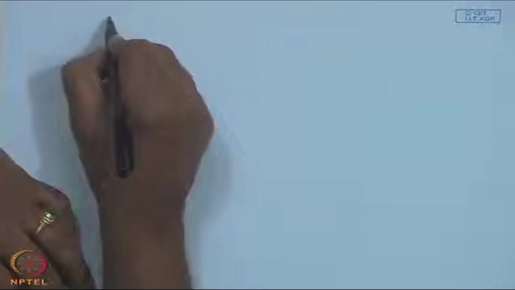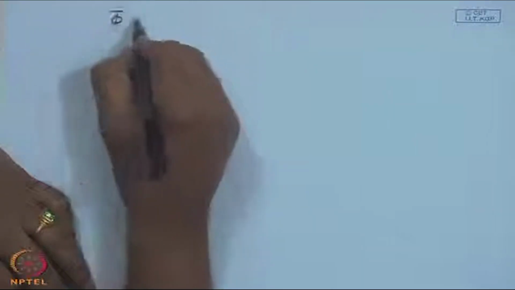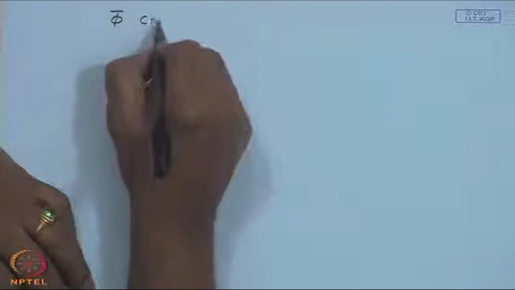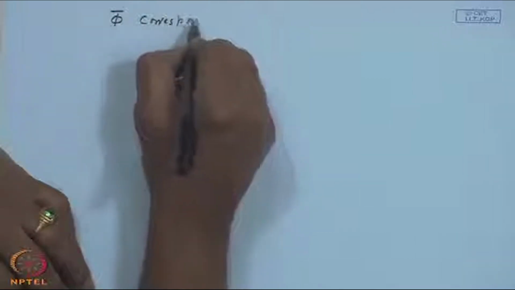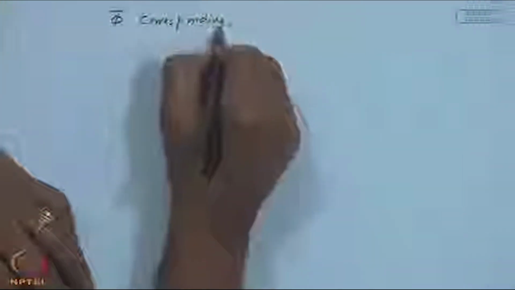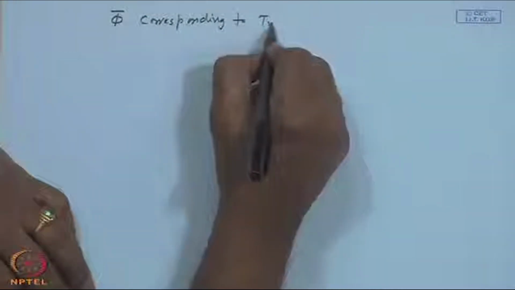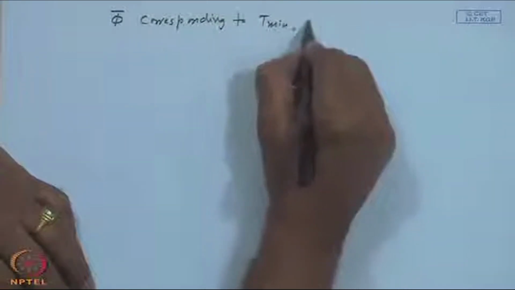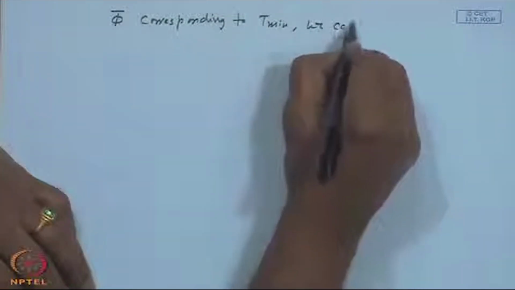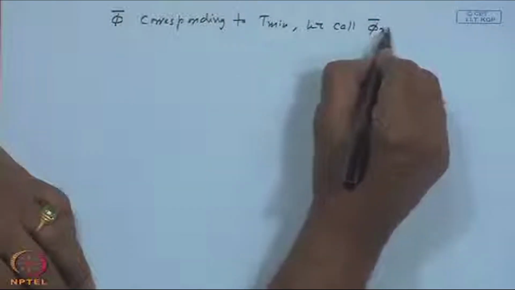The only reason, once again I emphasize, the monthly average daily utilizability is phi bar corresponding to T minimum we call phi bar max, that is all, nothing else.